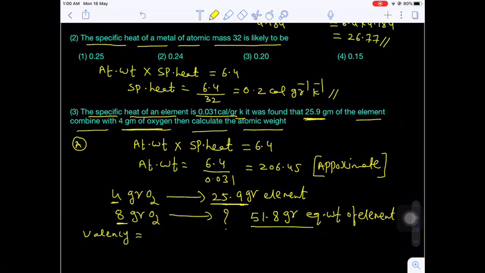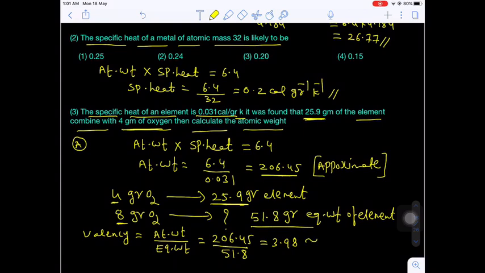How to find the valency? Valency is equal to atomic weight by equivalent weight. What is the atomic weight in the above calculation? 206.45. Now what is the equivalent weight? 51.8. So 3.98. Do you know valence is an integer value combining capacity? So I am taking the integer value 4.